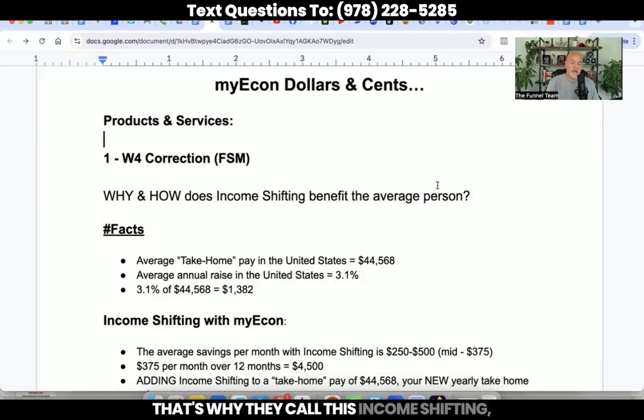That's why they call this income shifting, because you shift the money away from the return that you could potentially get. And that's just it. You leave it up to chance. When you put the money back in your pocket, you know exactly where it's going. It's going into your bank account.